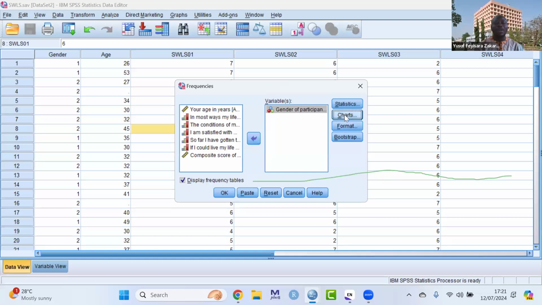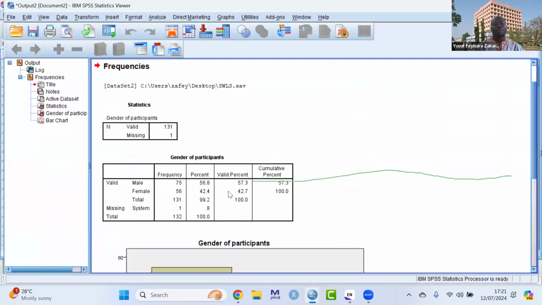Okay, so we have our chart here, and then we have display frequency table, and then we click on OK. All right. So by the time you do that, you have these results. The very first thing you see here is about the number of participants that you have.